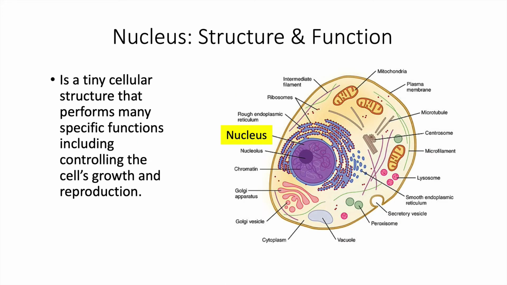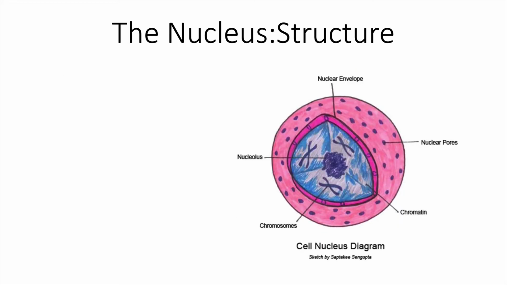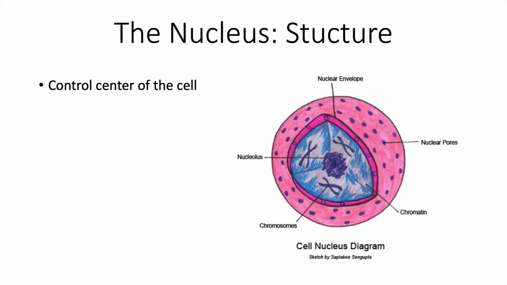The nucleus is a tiny cellular organelle or structure that performs many specific functions, including controlling the cell's growth and reproduction. The nucleus is the control center of the cell. It contains the DNA, which is considered the most important molecule in the body. The information stored in the DNA contains the codes for its own duplication and reproduction, and the codes for the formation of critical molecules such as proteins.